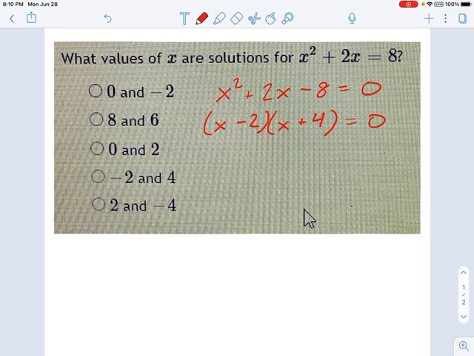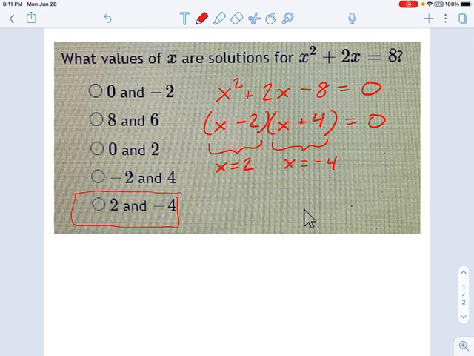And the solutions for this are in these parentheses. We have x equals 2 from the parentheses on the left, and x equals negative 4 from the parentheses on the right. You can see that is right here, that answer. Now I said there's two methods. This is the factoring method.